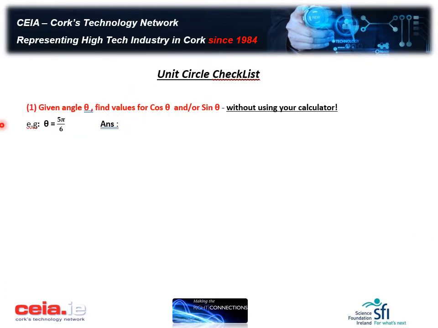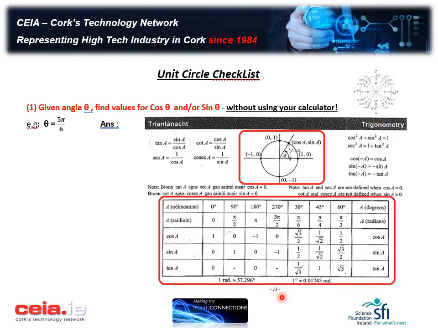Okay, so let's look at the first question on our unit circle checklist. And that is, given an angle theta, find values for cosine theta and or sine theta without using your calculator. So the idea is that we would be able to solve this using our knowledge of the unit circle, which you remember, and the maths table page 13, which you will have with you in the exam. The angle we're going to look at is theta equal to 5 pi over 6 radians. So I'm going to give you a minute to see if you can, using the maths table, find values for cosine and sine of this angle.